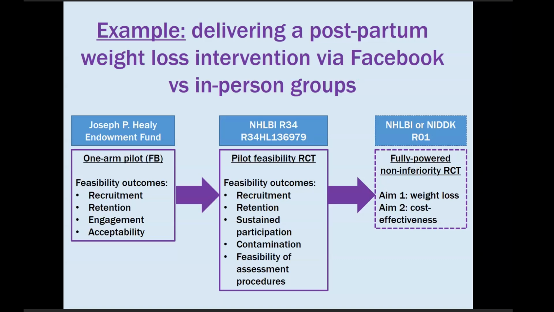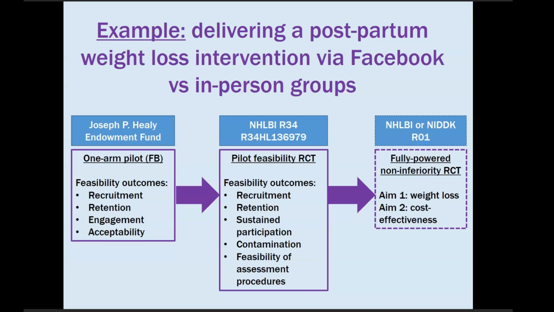So we started back in 2014 with a pilot grant from the Joseph P. Healy Endowment Fund up at UMass Medical School to do a one-arm pilot of the Facebook-delivered intervention. We had 19 women, and we were focusing just on feasibility outcomes. The Joseph P. Healy Endowment Fund grant was for $6,000, which is not a huge amount of money, but we've been able to leverage that into a bunch of research.